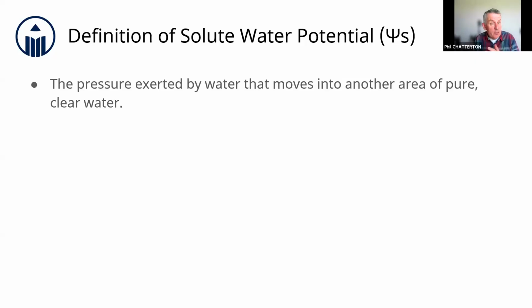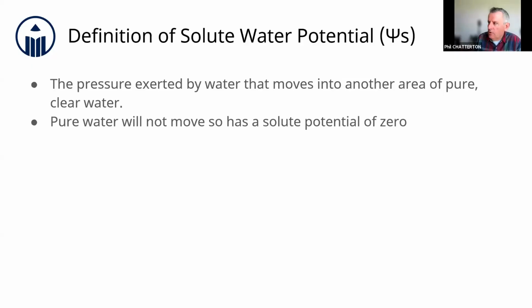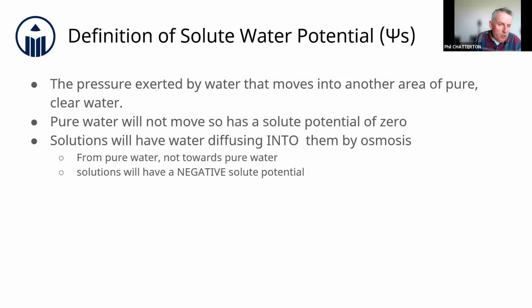But don't forget, water potential is made up of solute and pressure. So in this case, we're almost always talking about solute water potential. Now, pure water will not move, so it has a solute potential of 0. All right, pure water will not effectively move. It'll move in one direction at the same rate as in the other direction. So anything that's a solution that has solutes in it will have water diffusing into it by osmosis. So the water will be moving from pure water, not towards the pure water.